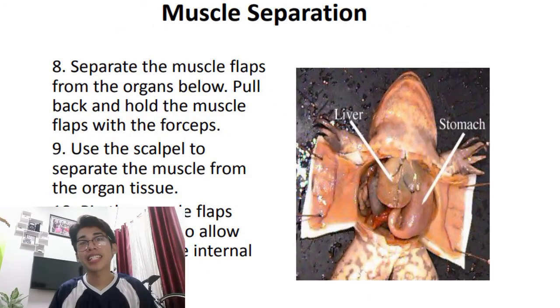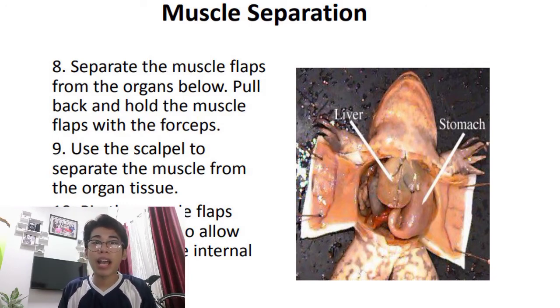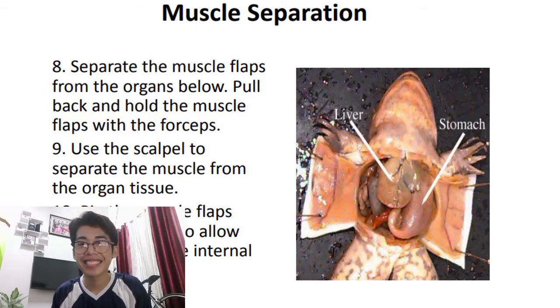Muscle separation. Separate the muscle strap from the organ below. Pull back and hold the muscle strap with forceps. Number 9. Use the scalpel to separate the muscles from the organ tissue. Number 10. Pin the muscle strap back far enough to allow easy access to the internal organs.